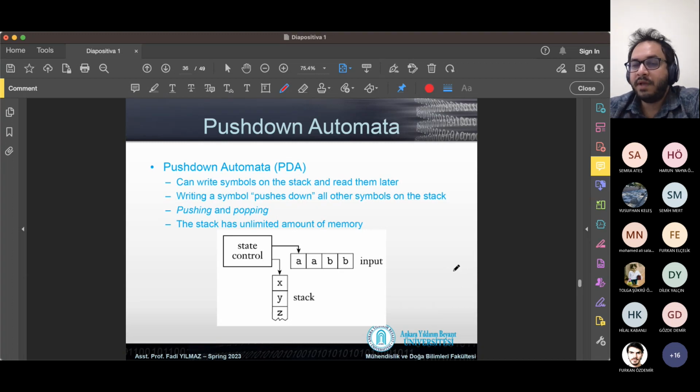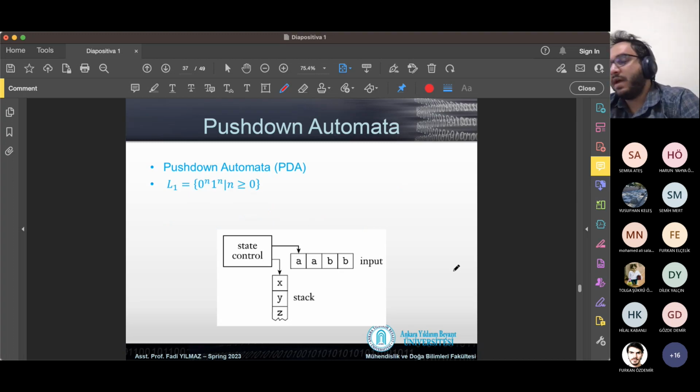So pushdown automata can use the stack by writing symbols on it and then reading them later. And writing a symbol pushes down all other symbols on the stack. So you can just push symbols to your stack, and then you can pop them. Okay, guys, I'm going to show you an example so that it's going to be clear for you. You basically read a symbol by popping it and push a symbol as well. Then you can just read them later.